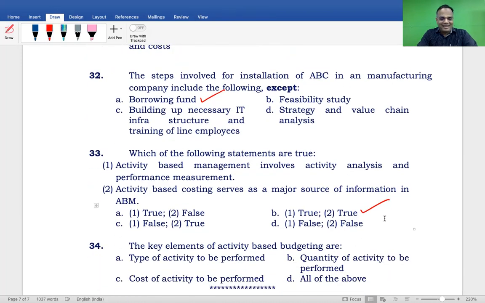Next, the key elements of activity-based budgets are, already we discussed, right? Types of activity to be performed, quantity of activity to be performed, cost of activity to be performed, all of the above. Clear? In the previous one, they also gave quality. Quality is not correct, quantity only. Therefore, here quantity is given. All of the above is the correct answer.